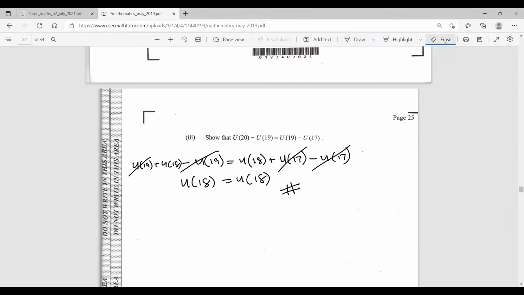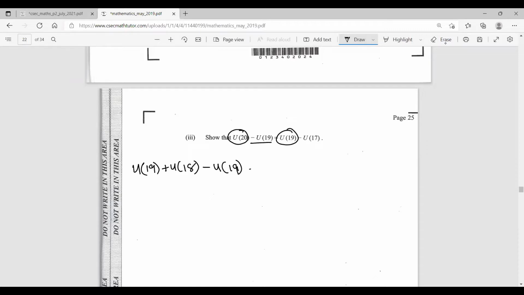So what they ask us to do is show that U20 minus U19 is equal to U19 minus U17. All we have to do is show that somehow when we work something out, it's equal to each other. So what I did is I decided to break up U20 and U19. What is U20 broken up? U19 plus U18. Right, and then I put back the minus U19. I didn't break that up. I just said, let me try to break up the first one. So we understand the left-hand side, right?